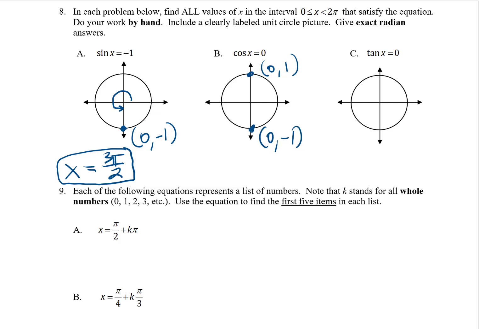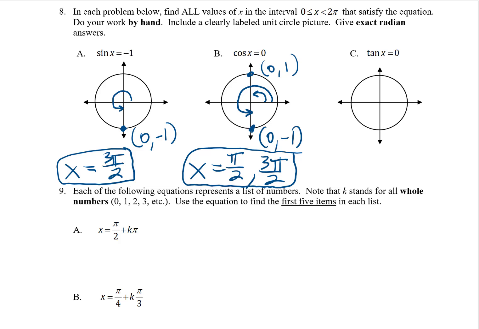Those are the only 0 comma whatever points on the circle, which means between 0 and 2 pi, I've got this angle here, and I've got this angle here. In other words, there's two answers. I've got pi over 2, and once again, I've got 3 pi over 2.